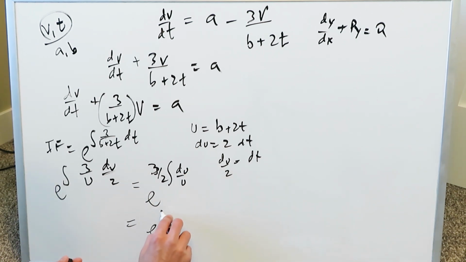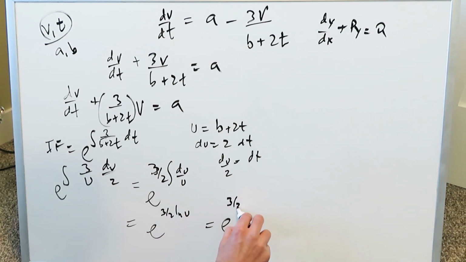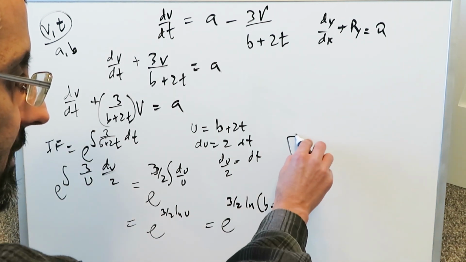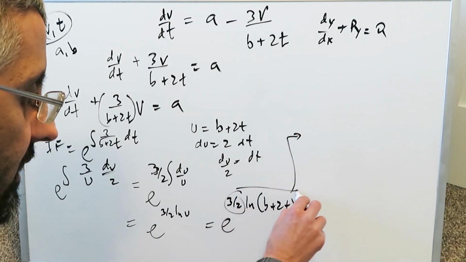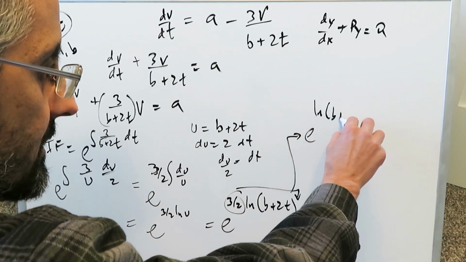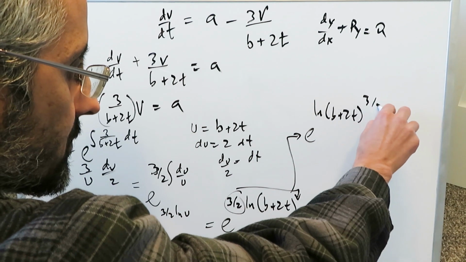You'll get e to the 3 over 2 ln u, and I'll bring the c over here. You'll have e to the 3 over 2 ln u, where u was b plus 2t. Now all of this is going to simplify to a condensed integration factor. This 3 over 2 can come over here as an exponent: e to the natural log of (b plus 2t) to the exponent 3 over 2.